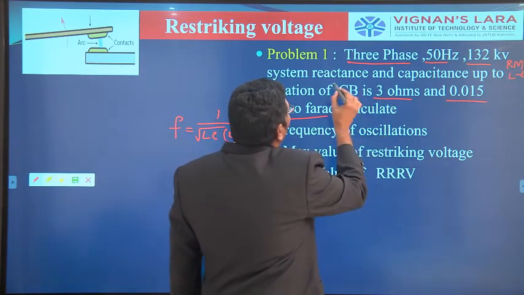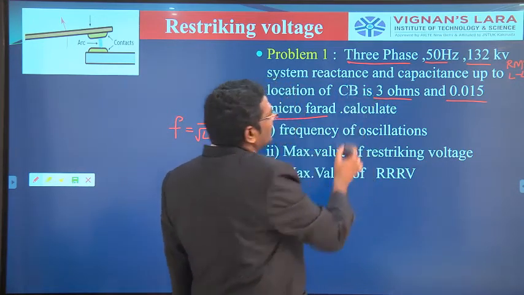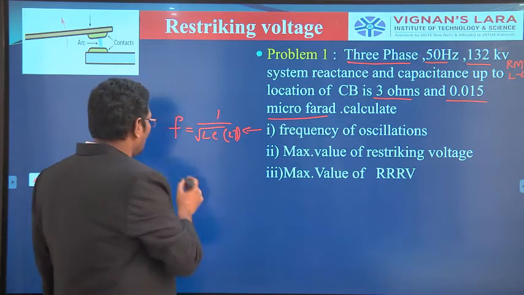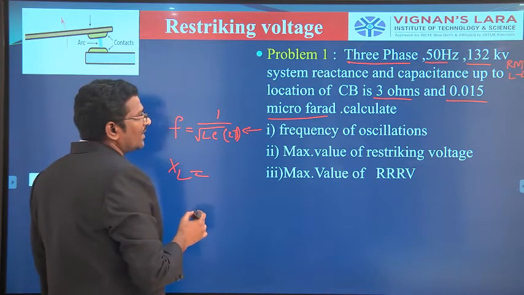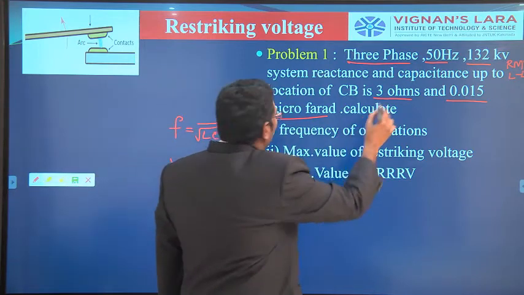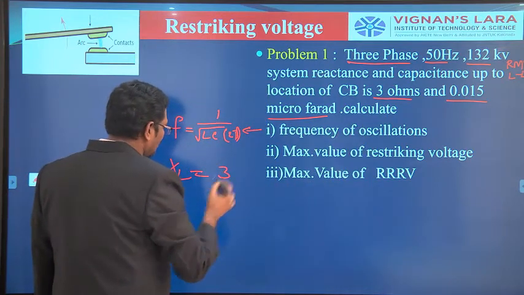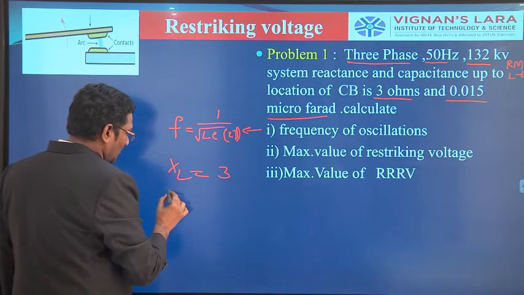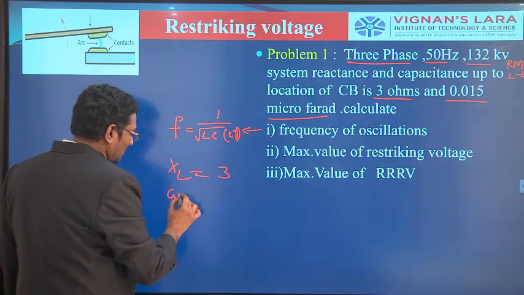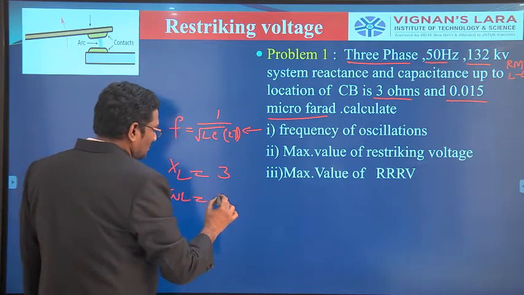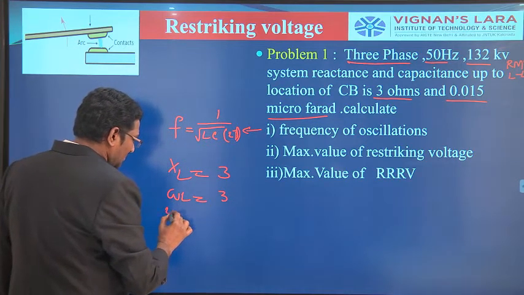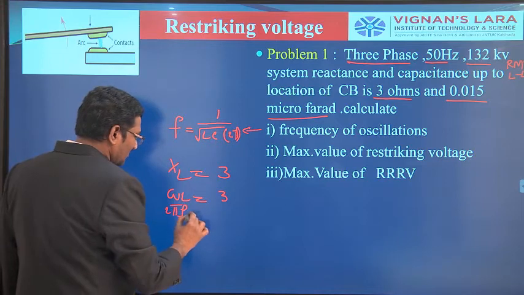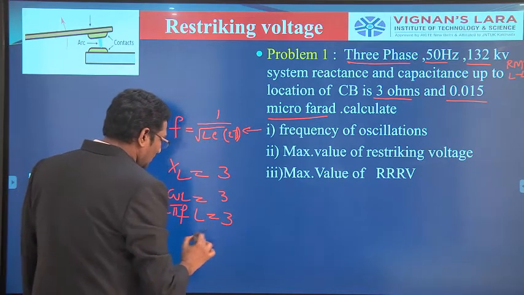Here the system inductance is given, that is the XL. XL is equal to 3 ohms. From that you are going to calculate omega. This XL is nothing but omega L, so that is equal to 3 ohms. Now omega can be calculated like this: 2 pi into F, system frequency, into L. From that we are going to calculate the L value.